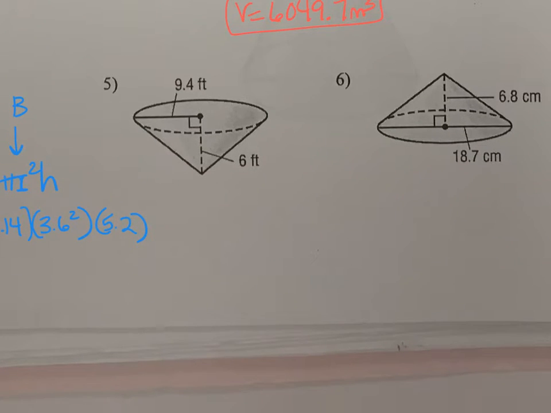Number 5, let me use a different color. Same thing, I'm going to put that formula down. Ooh, I don't know if y'all can see that. 1/3 pi r squared times height. So 1/3, and we've got 3.14, and you can use the pi button also. Radius, they gave us the radius because you see this line is drawn only halfway across the circle, so that's already our radius. 9.4 squared, and then the height, 6.